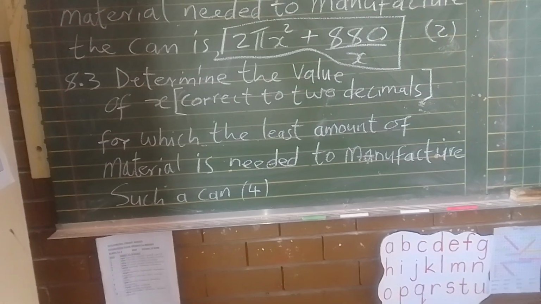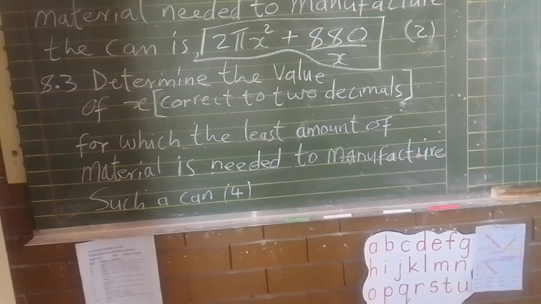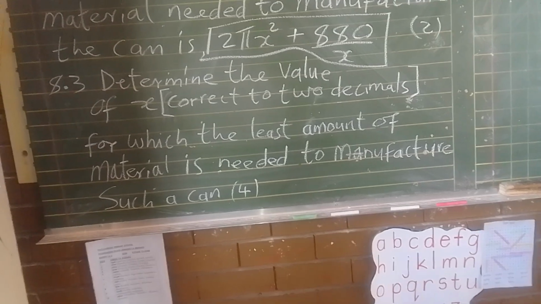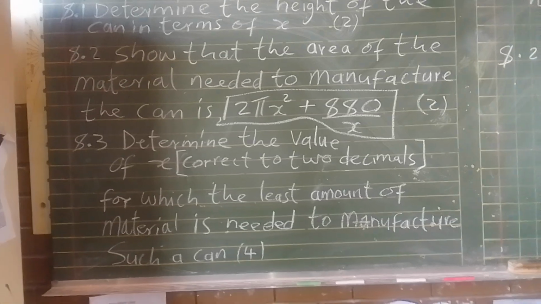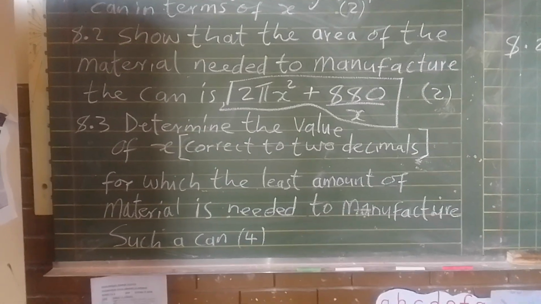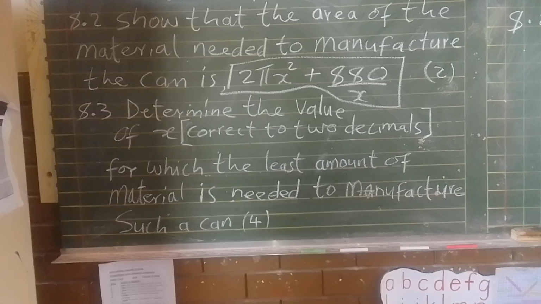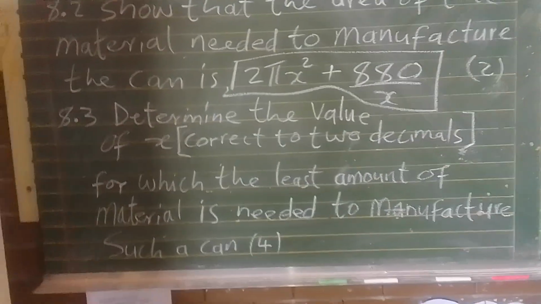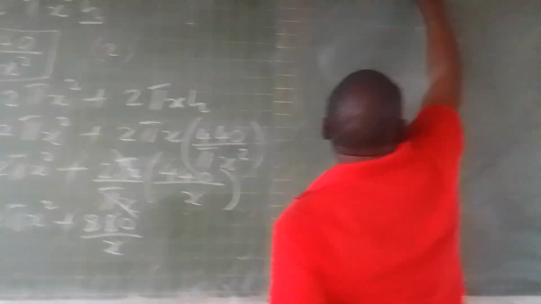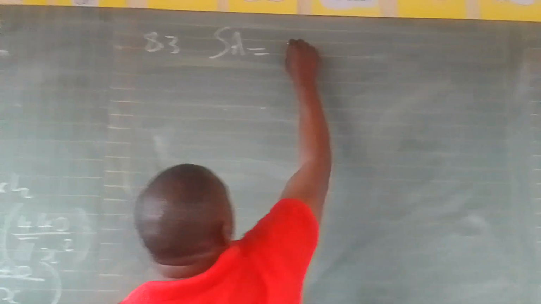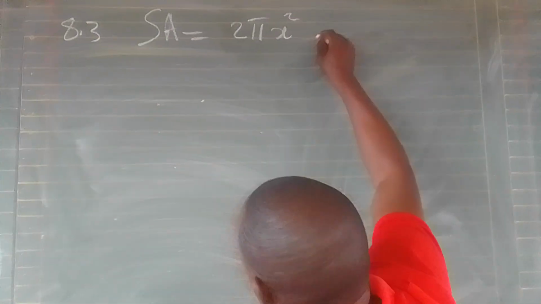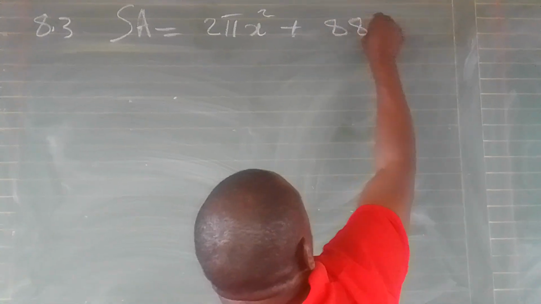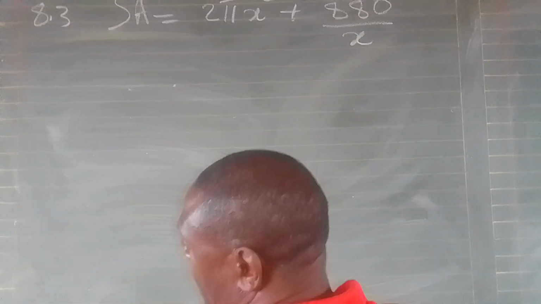Now, to determine the value of x, correct to 2 decimal places, for which the least amount of material is needed to manufacture such a can, for 4 marks, we are going to take the surface area that we just calculated, which was 2 pi x squared plus 880 divided by x.